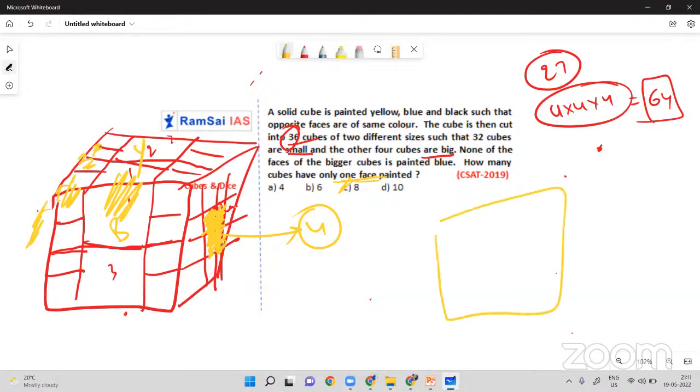Yes or no? Here again I am writing, this is blue face. 1, 2, 3, 4. These four are single face, and opposite also single face. Four single face colored cubes will be there. 4 plus 4, 8. Option C is the answer.